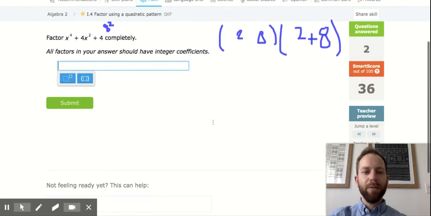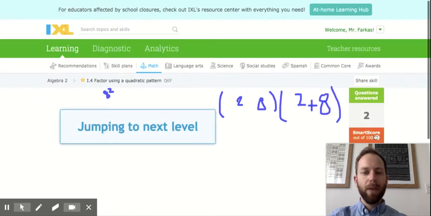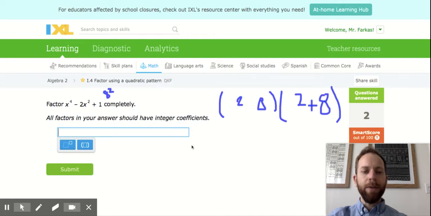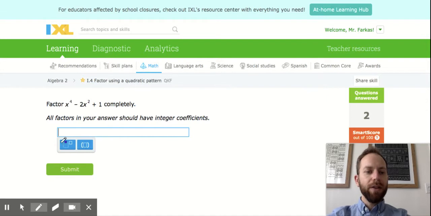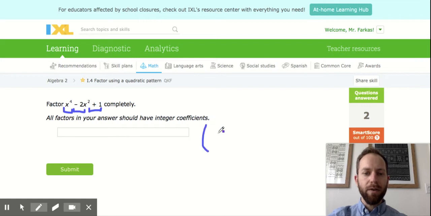Okay, this one's very similar, so I'm going to skip past it. Let's find a different one. Okay, this one's a little different. So this one's different because you see how this is a negative value? So let's think, how could I factor this down? Now, there still is this x to the fourth term, so you would still have x squared times x squared, right?